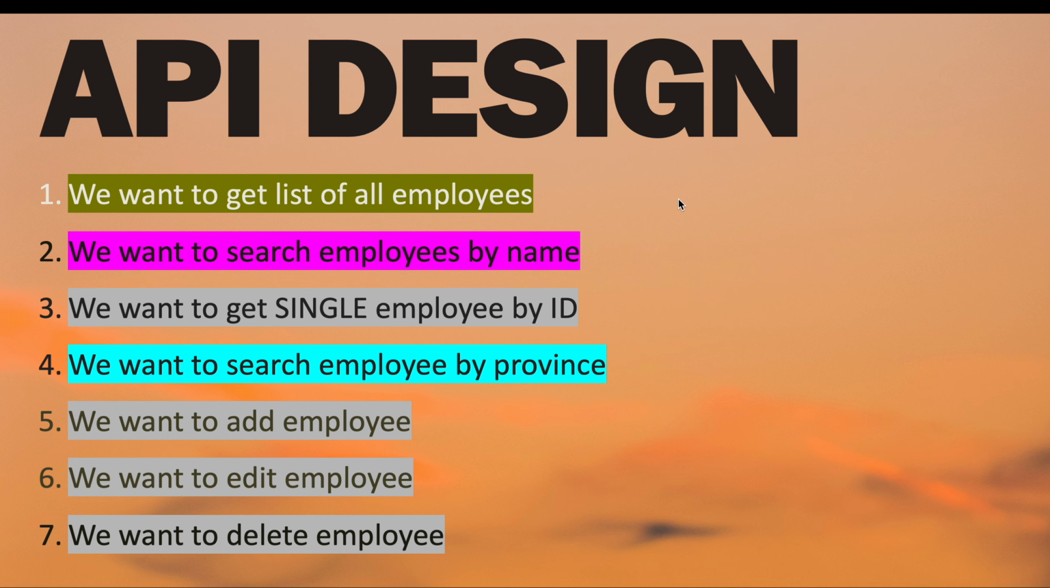All right, so now we are getting into the project. We are going to design a specification based on the following. The first thing we want to do is get a list of all employees. We want to search employees by name. We want to get a single employee by ID. We want to search employee by province. We want to add employee. We want to edit. We want to delete. And all this we are going to specify in the documentation first, in the spec first.